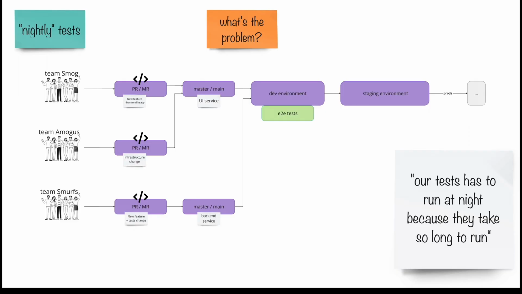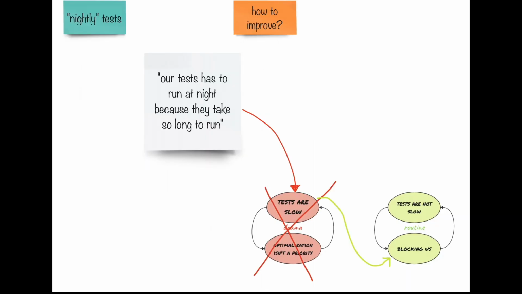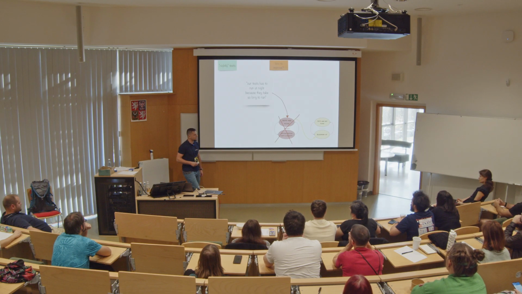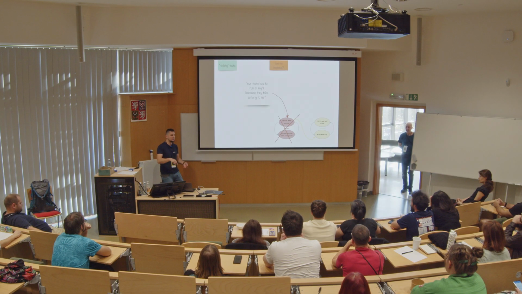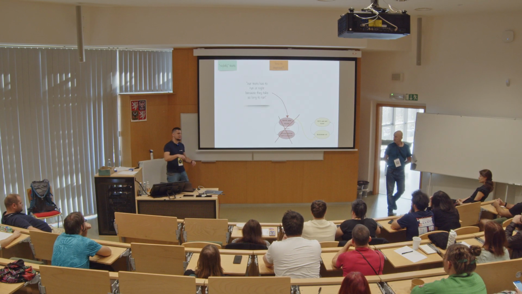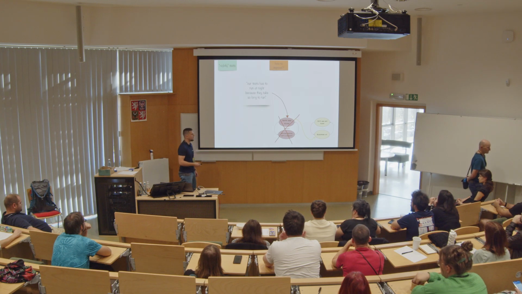I oppose that usually, and this is what we did. But first you need to accept this premise. This premise says that if you say tests are slow, you know, shrugs here and there, then optimization isn't a priority. We need to loop out of this circle, and this is a really important step. You need your tests to be blocking your development. This is a hard truth you need to accept before you go into improvements.